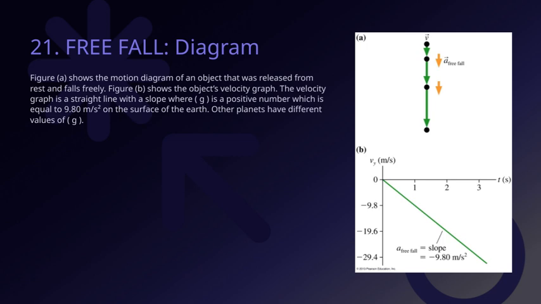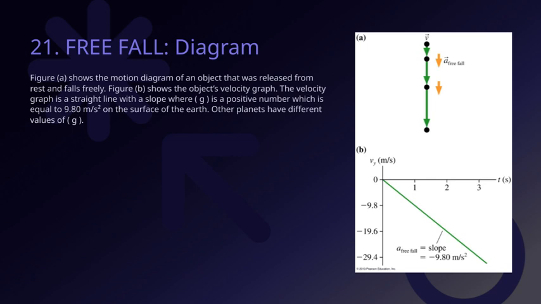Moving to figure B, this shows the velocity graph of the same object. Notice that the graph is a straight line with a positive slope. This slope represents the acceleration due to gravity, which is a positive number in this case. On the surface of the Earth, that value is approximately 9.8 meters per second squared. It's important to highlight that this linear relationship indicates constant acceleration during free fall.